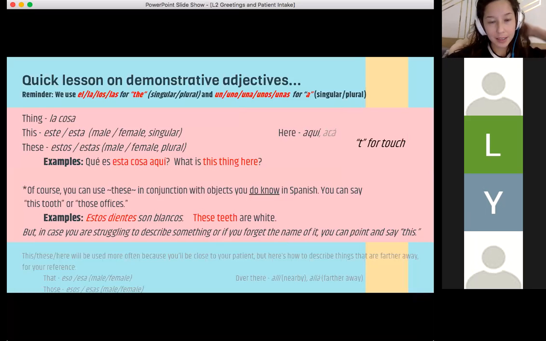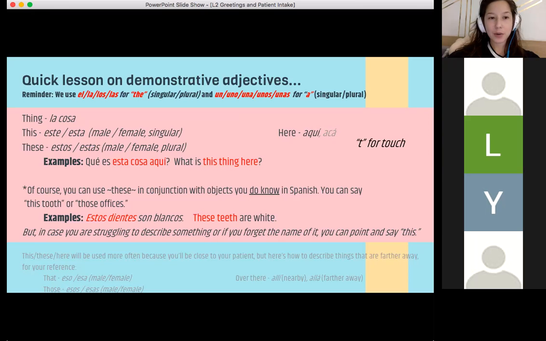Okay, so that was a lot of adjectives there. If you ever forget how to say a noun or anything like that, we have a cheat sheet here for you guys. In Spanish, if you want to say thing, it's la cosa. Cosa is thing, and it's a feminine noun.